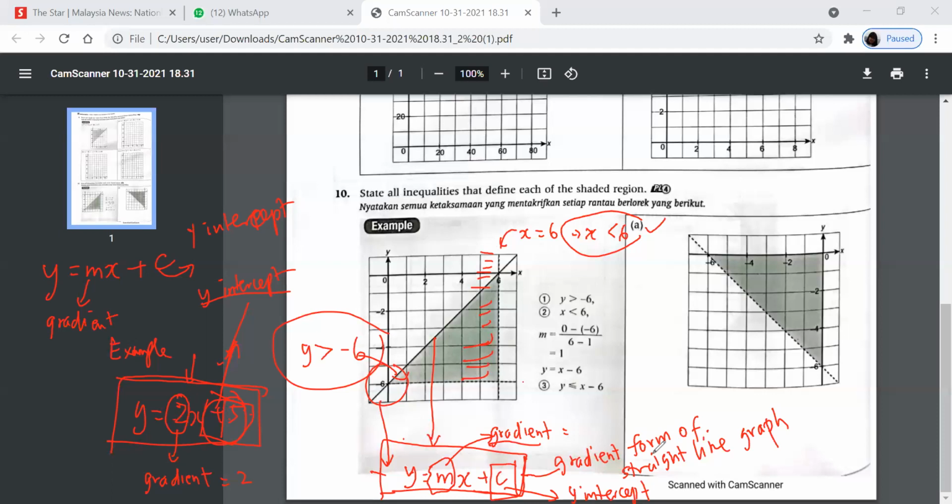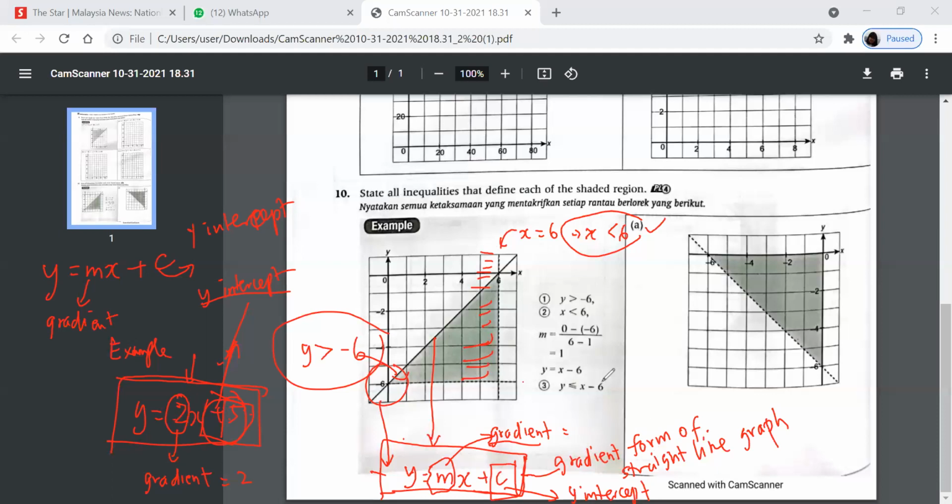Wait, teacher, if the y-intercept is negative, does it mean plus or minus? It's minus if the y-intercept is negative. Then minus that number. Okay.